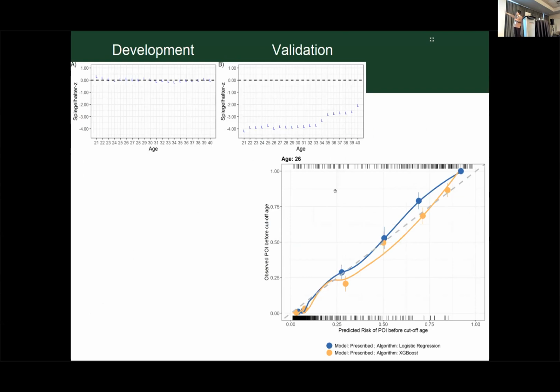So we looked at certain ages, just picking a few. For example, this is age 26. We looked at the calibration curve, the predicted versus observed, and plotted it. If it's along the diagonal line, that means perfect calibration. This is not perfect, but we think it is reasonable and acceptable. Again, here we have two colors, both the XGBoost and logistic regression.